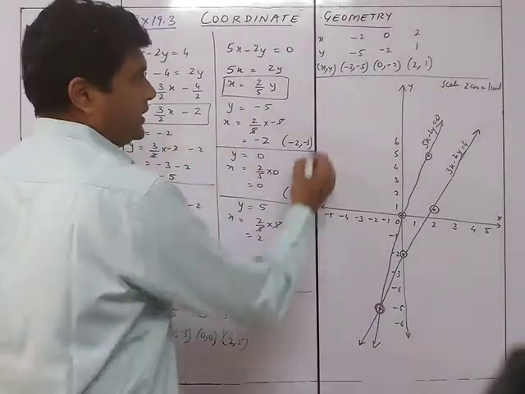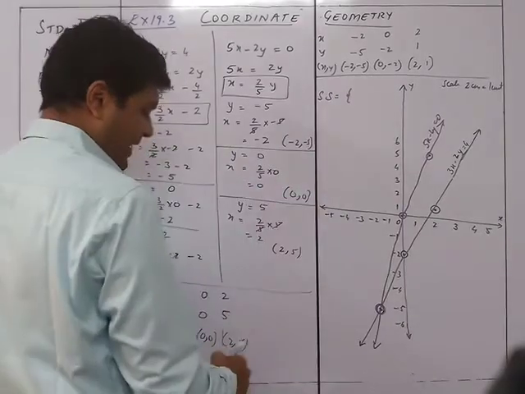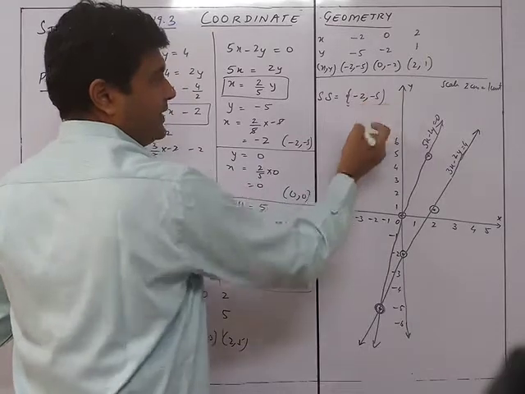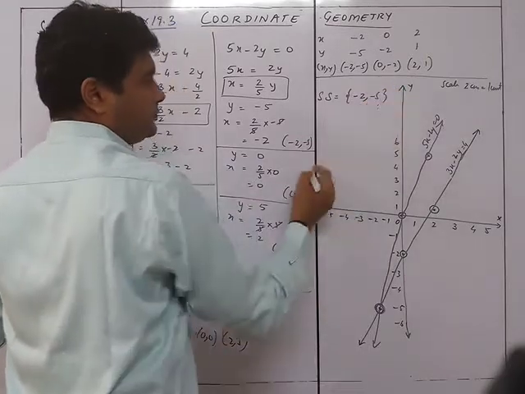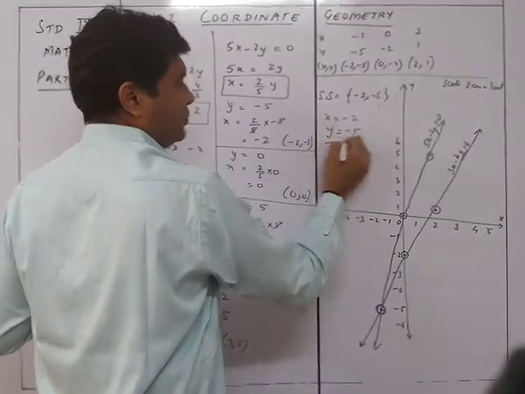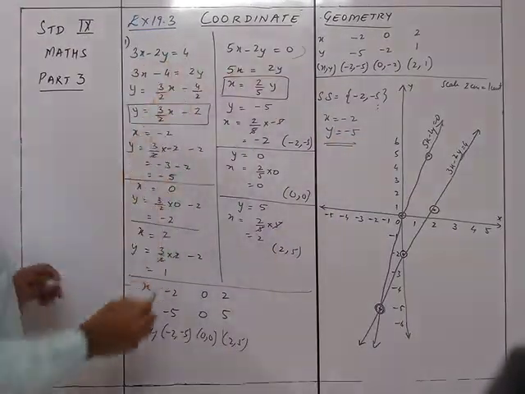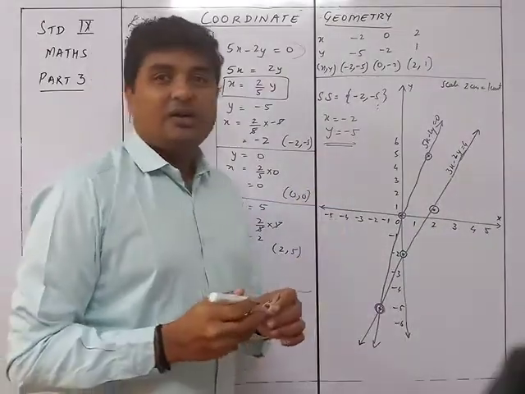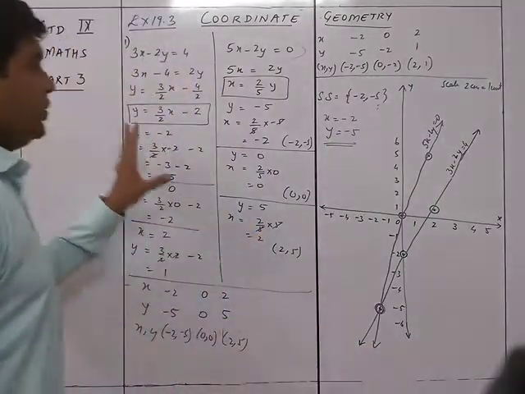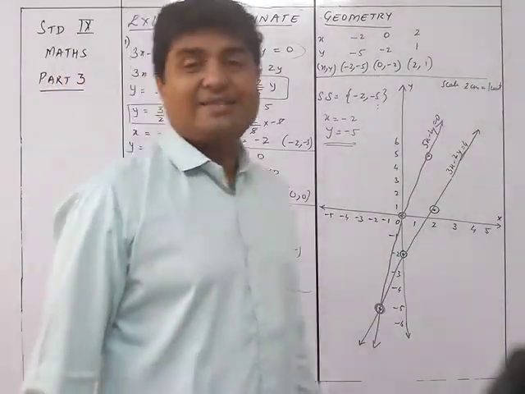Hence you will write over here the solution set is going to be minus 2 comma minus 5. That is nothing but x is equal to minus 2 and y is equal to minus 5. So if you solve these two simultaneously, you will also get the same answer, that x is equal to minus 2 and y is equal to minus 5. So this is how you are going to do the sums in case of exercise 19.3.